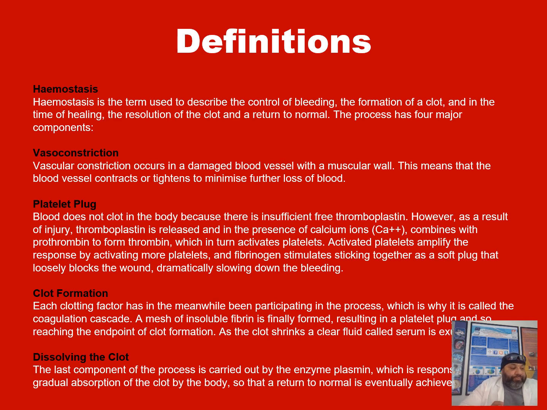There's something known as vasoconstriction, where vascular constriction occurs in a damaged blood vessel, for example, with a muscular wall. This means that the blood vessel contracts or tightens to minimize further loss of blood. Then there is something known as the platelet plug.